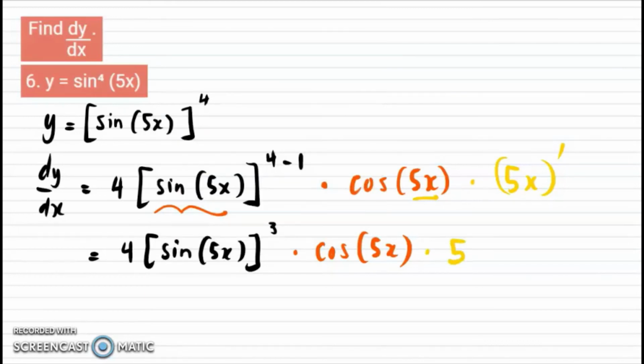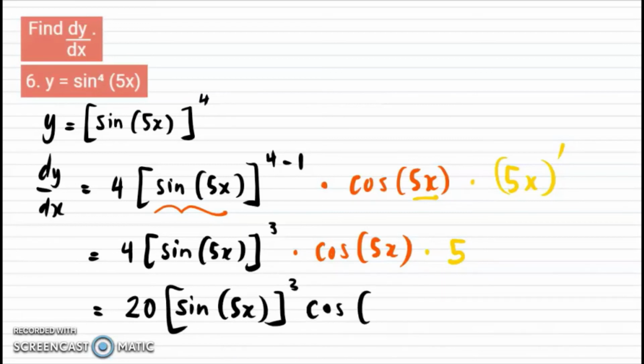And then, simplifying this further to write our final answer, let's multiply the constants 4 and 5. So, we have 20. Then, we have the sine 5x cubed. And lastly, the cosine 5x.